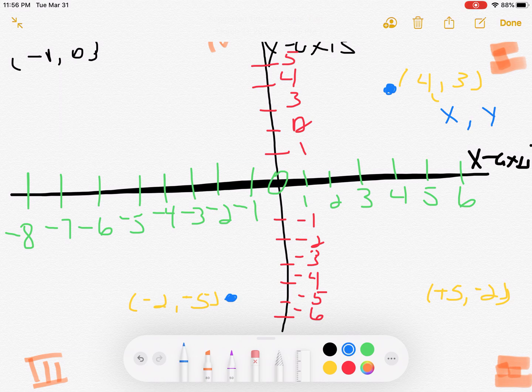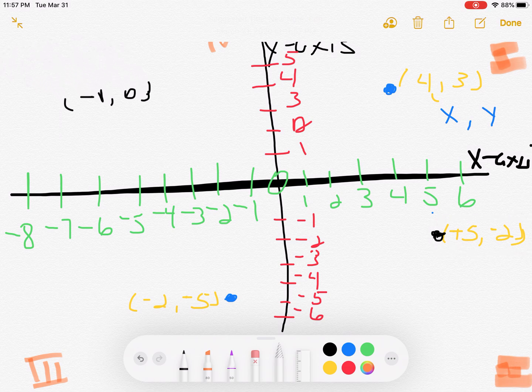+5 on the x-axis is here. Okay. And then -2 is about here. So that's where my point would go. Okay. And then I would move my coordinate pair over to the points. Very good. All right, let's look at this little challenging one over here.